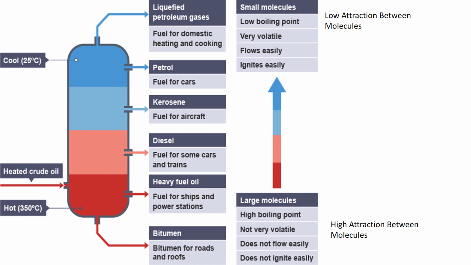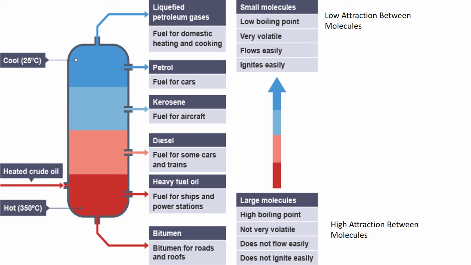In comparison to that, at the bottom of the fractionating column, where we've got hydrocarbons that boil at a high temperature, these are larger molecules. They have a high boiling point. They're not very volatile. It takes a lot of energy to get them to react with anything. They don't flow as easily, so we would describe them as more viscous, and they do not catch fire easily. So they're kind of less useful as fuels, because you want a fuel to catch fire and burn to release the energy.